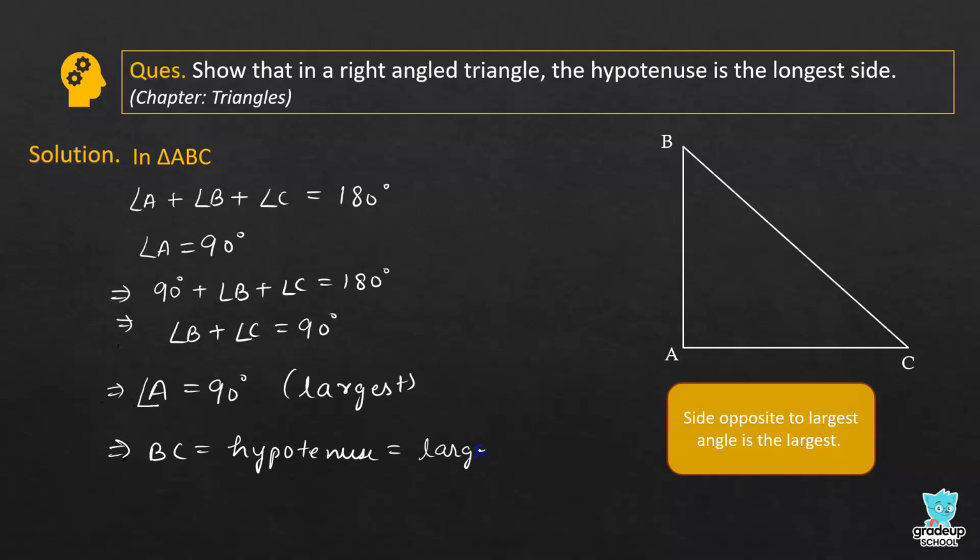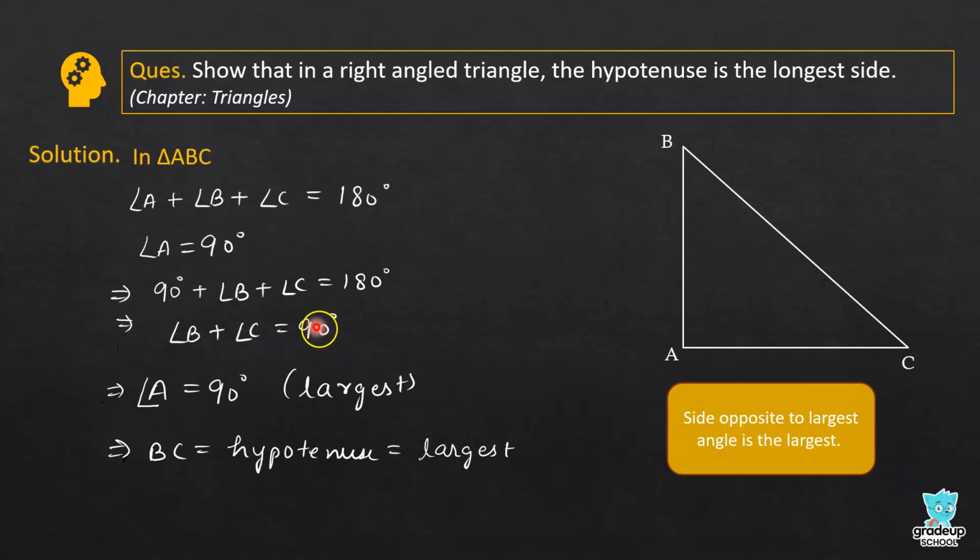Now let's just do a quick recap. So we were supposed to prove that the hypotenuse is the longest side in a right angle triangle. So I just applied that angle A plus angle B plus angle C will be equal to 180 degrees because of angle sum property of triangle, and my one angle is 90 degrees, that is angle A. So from here I am getting angle B plus angle C will be equal to 90 degrees.